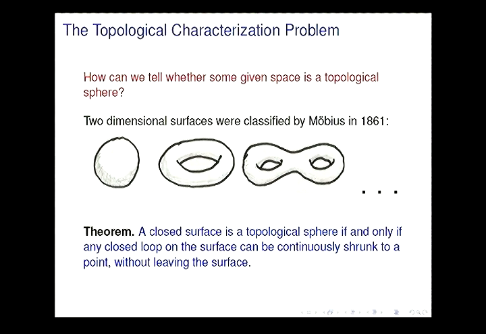But if you're on a torus, if you have a curve that goes around like this, there's no way you can shrink it down to a point without leaving the surface. And similarly in the higher genus case, if you have a little circle that goes around like this and you try to shrink it to a point, there's no way you can do it without leaving the given surface.